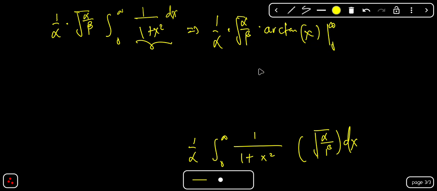So if you apply the limit, we are going to have 1 over alpha multiplied by square root of alpha over beta multiplied by, arctan of infinity will give us pi over 2 and arctan of 0 is 0. Okay, so now let's simplify this completely.